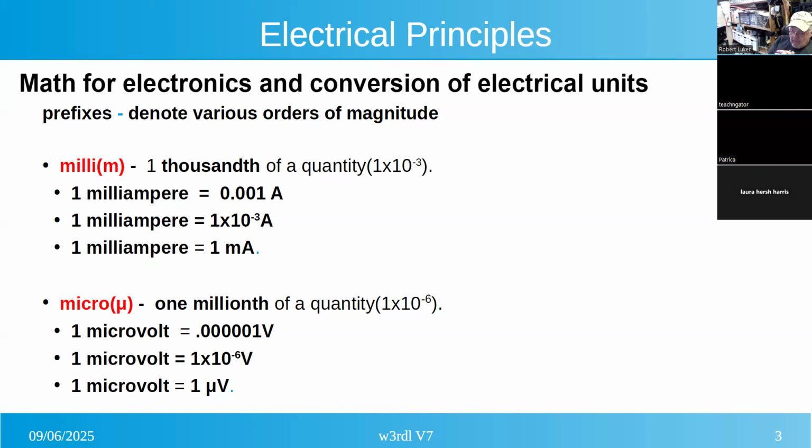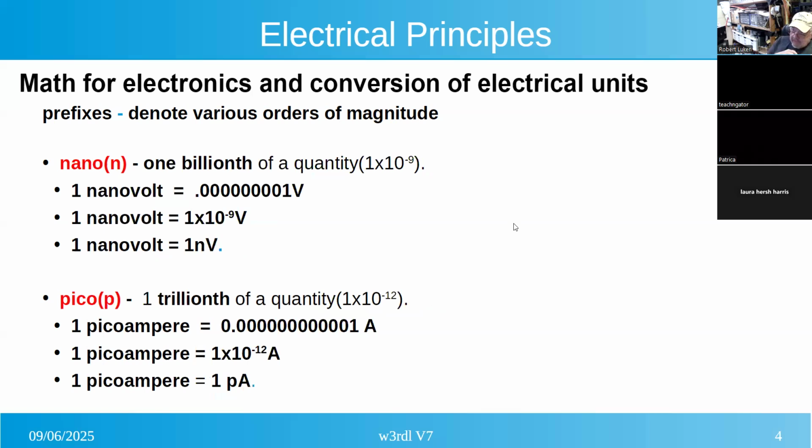We use micro, and it's actually a little Greek mu sign, but most keyboards don't have it, so a lot of times it's just represented with a small u to represent a micro, like a microvolt, or a microhenry, or a microfarad. And it's 10 to the minus 6, or 1/1,000,000th of a quantity.